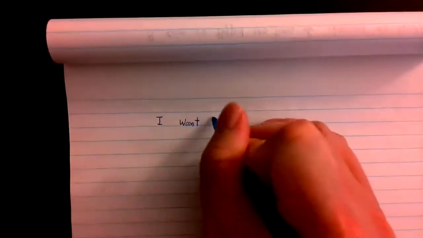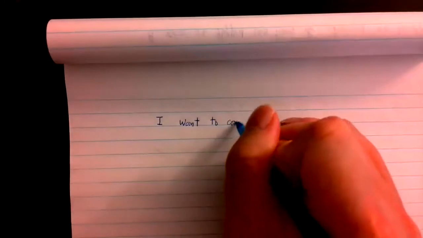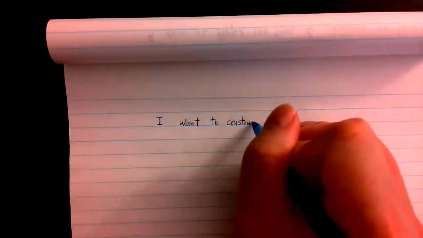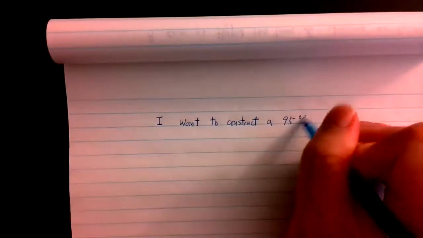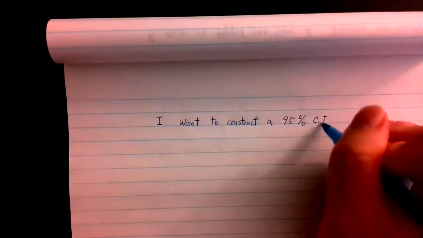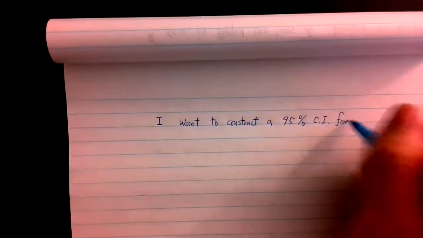Now, I want to construct a 95% confidence interval for mu. Okay? How can I do that?